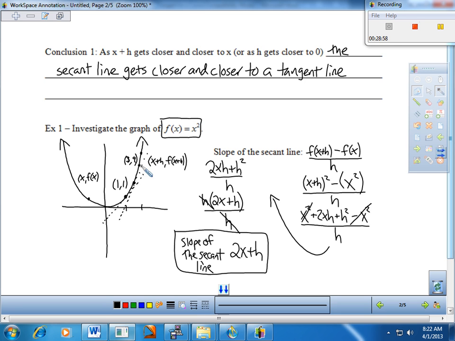I think I saw something when x was negative 1. So here's the tangent line, let me see if I can get that a little better. There's the slope of the tangent line. Does that look like it would be negative 2? Yeah, it's a declining line.